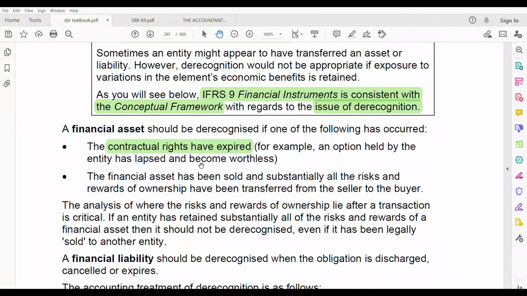Next, financial asset has been sold. You are selling it, and substantially all the risk and reward of ownership have been transferred from the seller to the buyer. Not just the asset, the risk and the reward of that asset also you are selling to the buyer. Okay, so both have to be sold. You have to see whether it's just the asset that has been sold or also the risk and the rewards. All 3 things have to be sold to the buyer. What are the 3 things? One is the asset, the financial asset, the other one is the risk, the other one is the reward. Then the financial asset is derecognized. It's very easy.